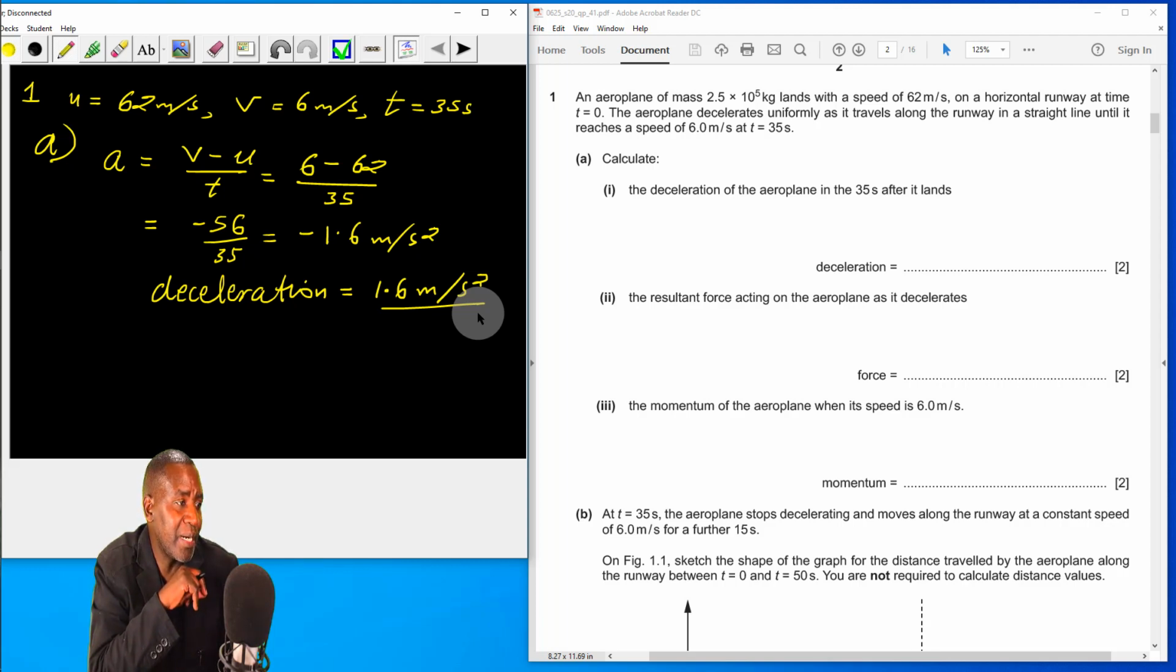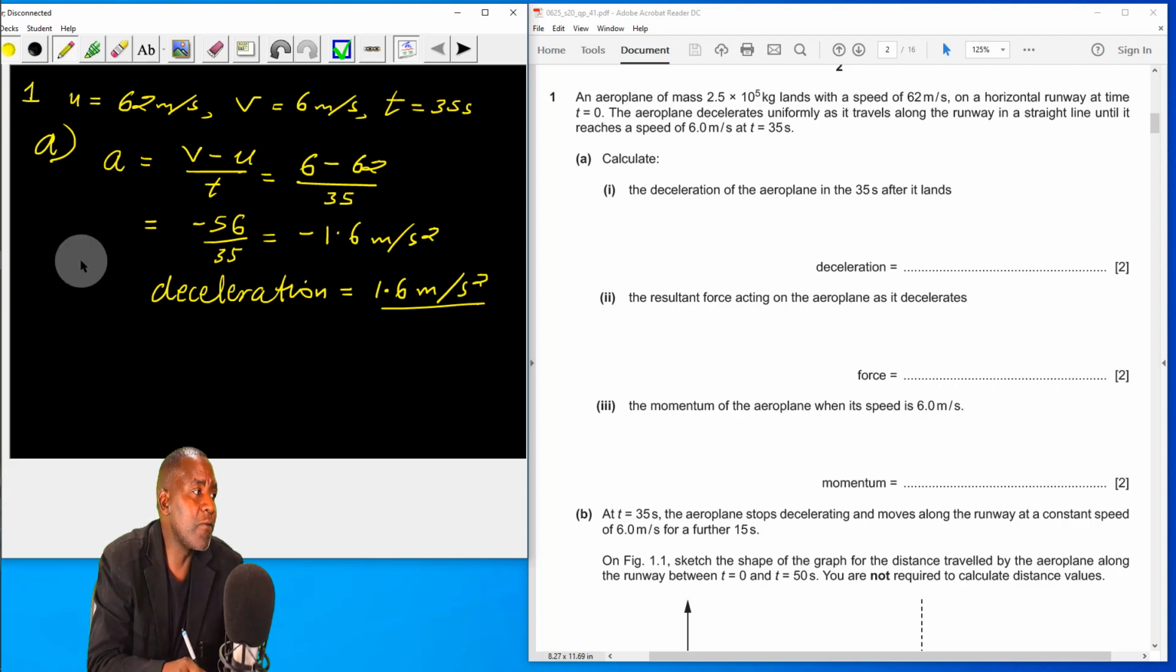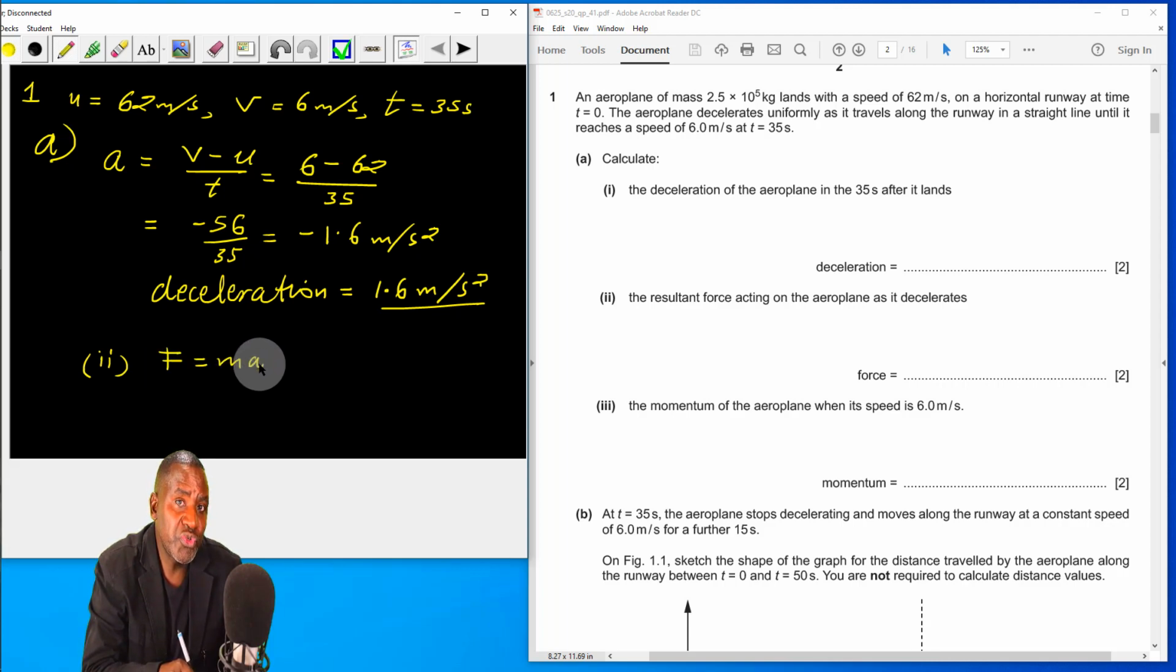Let's look at the second part. The second part is about the resultant force acting on the aeroplane as it decelerates. So there is definitely a force here which is acting on the aeroplane. So part 2 of A, we have to calculate F is equal to MA. This is the equation which is used to calculate the resultant force acting on an object of mass m, producing an acceleration a. So again, notice that it is the a that we always use, not the deceleration. Let the negative take care of itself.